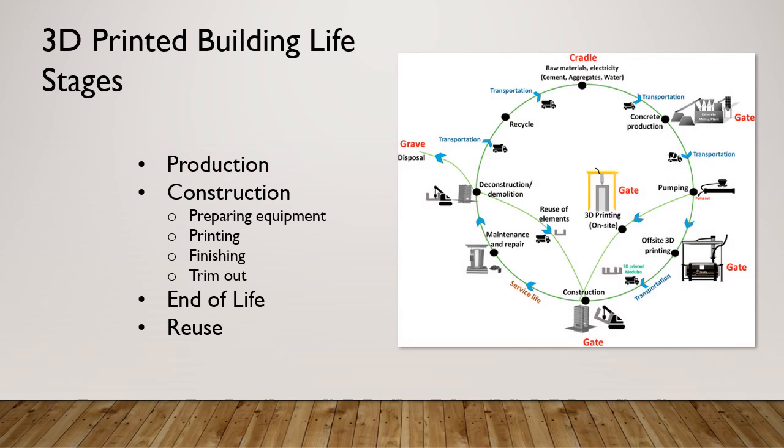With 3D printed buildings, the life stages are similar. During production, the raw materials are gathered according to the design's needs. Often they can be transported directly to the job site for the construction phase. There may be certain assemblies that need to be printed under controlled conditions off-site and then transported to the job site. During the construction stage, the structure is printed according to the parameters needed for printing speed, layer thickness, flow rate, and environmental conditions.